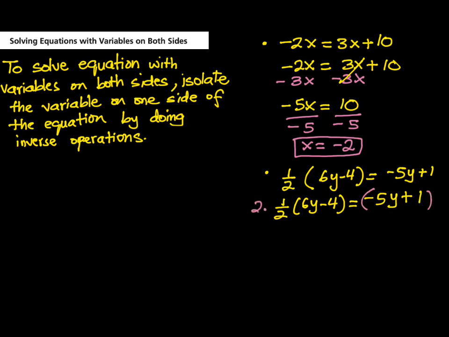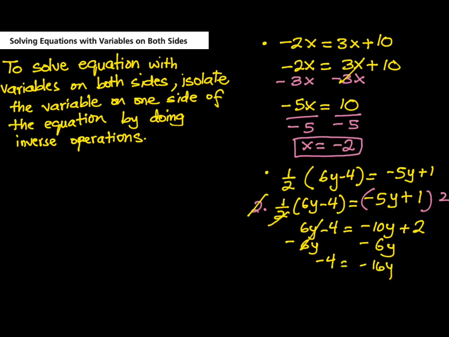So you're going to multiply by 2 on both sides to cancel out the fraction, right? Then make the problem a little easier. Use the distributive property on the right hand side. Now the strategy is to isolate the variable on one side. So that will give you negative 16y plus 2.